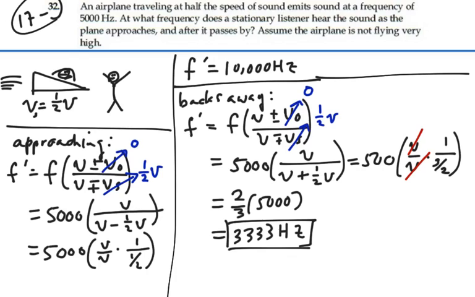So as it's approaching, it's twice the frequency, 10,000 hertz. As it's backing away, it is 3,333 hertz. Answer.